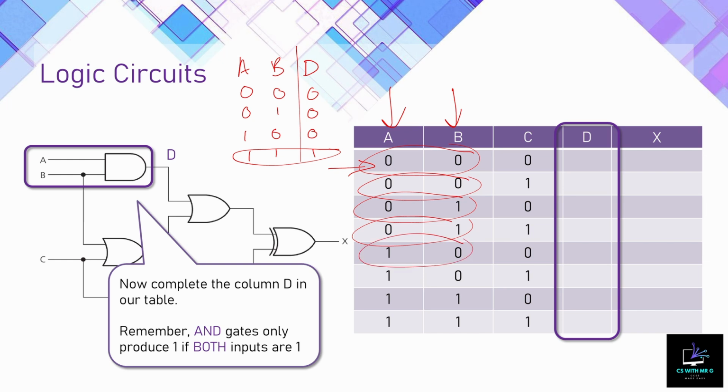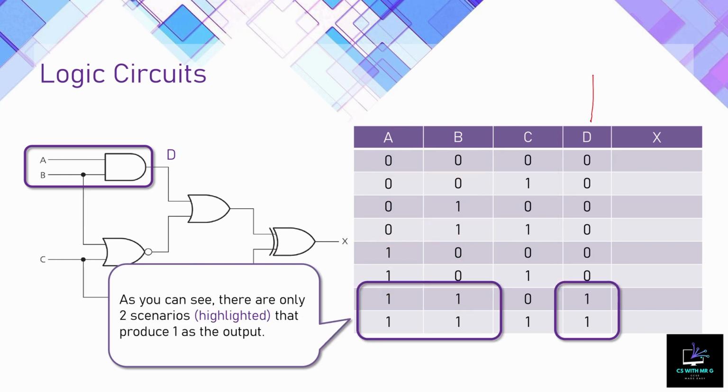And we keep going. The only time both A and B are 1 are these two here, which means in the D column, which I've labeled, there are only 2 1s at the very end, because there are only 2 scenarios in which the AND gate produces a 1 as an output, which are these circled here. So that's our first logic gate done. We can tick that off and then move on to the next one.